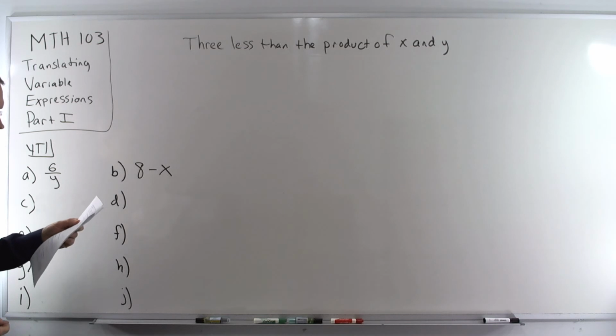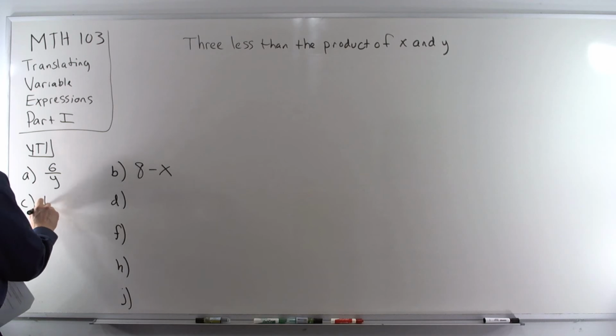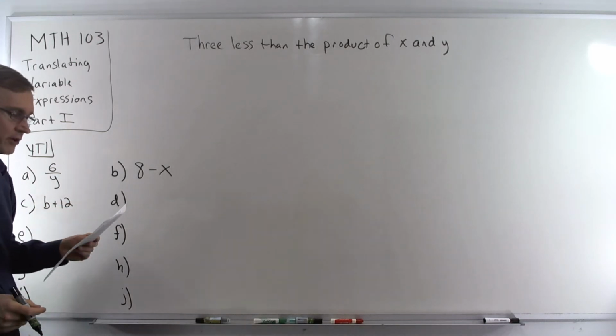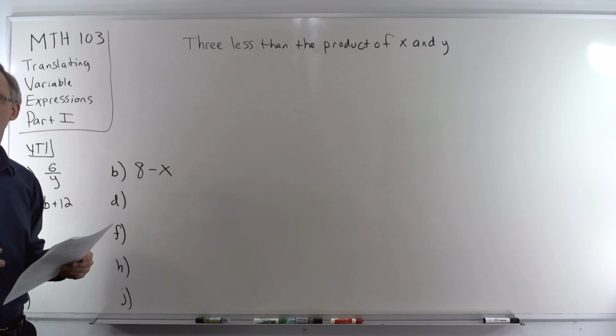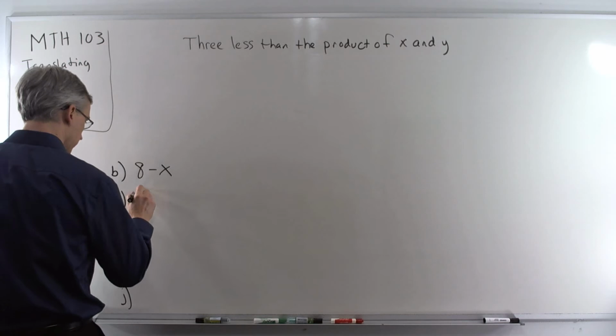Part C, b increased by 12. Increased by is addition, so that's b plus 12. 2/3 of z. Anytime you want to take a fraction of something, that's multiplication, so 2/3 times z.